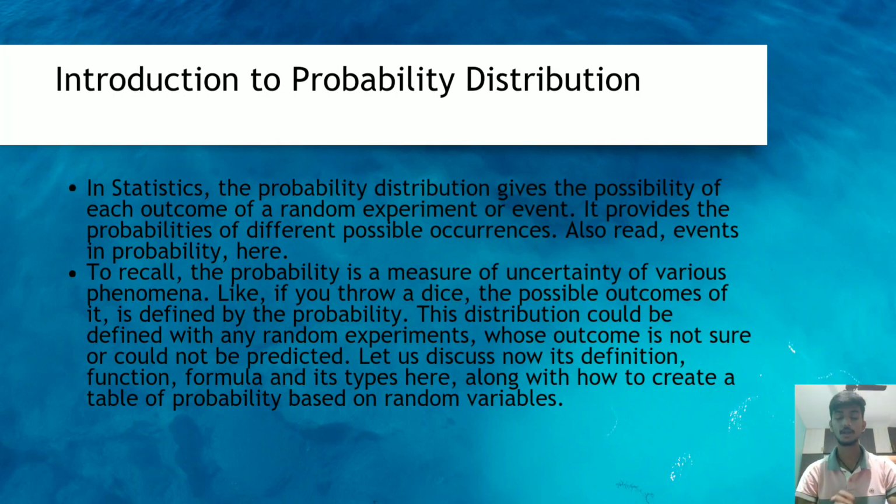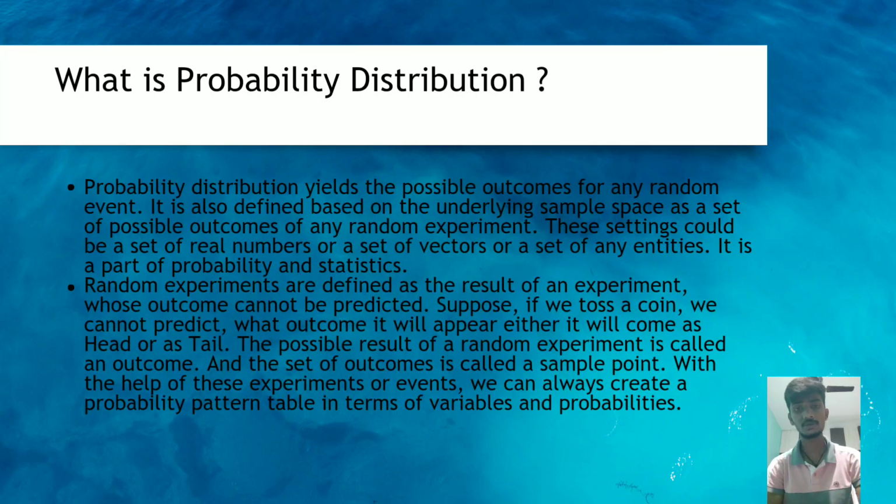Let us discuss now the probability definition, types and its characteristics, along with how to create a table of probability based on random variables. Before going through the probability distribution table, let us see what a probability distribution is. A probability distribution yields the possible outcomes for any random event. It is also defined based on the underlying sample space as the set of possible outcomes for any random experiment. These sets could be a set of real numbers, a set of vectors, or a set of entities. It is a part of probability and statistics.